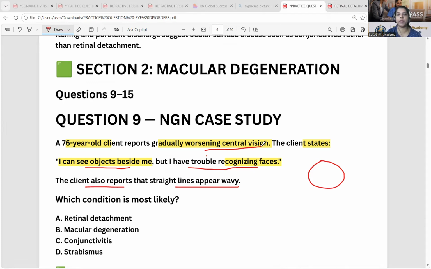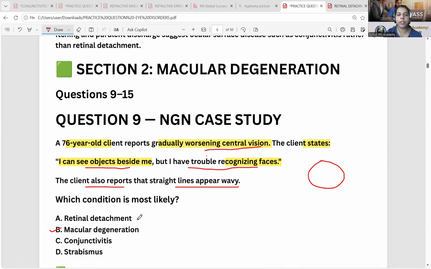So it can be related with the macular degeneration. Okay, so it is not a which one? Conjunctivitis means inflammation of the conjunctiva. Conjunctiva is the transparent membrane which covers the sclera. Strabismus means misalignment of the eye. That is not a condition.